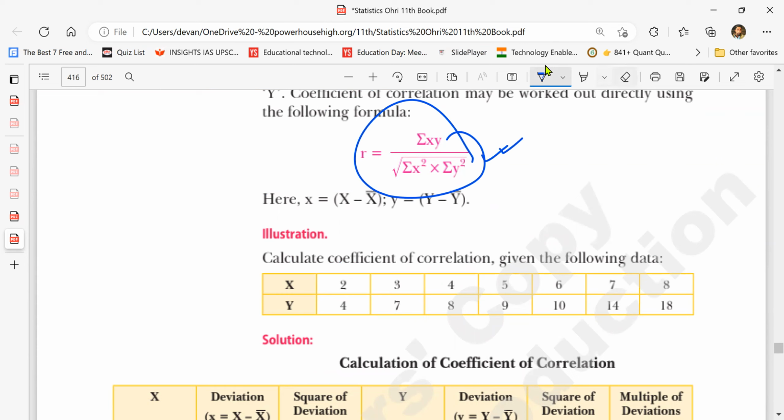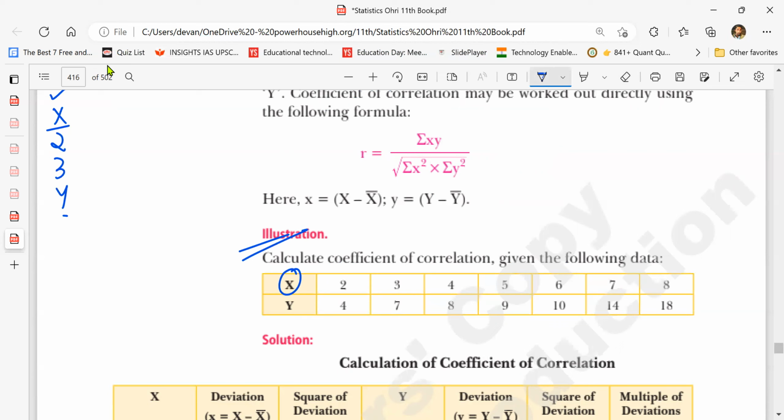This is the formula that you should actually note. Now we will solve this question using that formula. So you have two columns, X and Y, meaning that you have two data sets, X and Y. Based on this question, you will write the X data set first like this: 2, 3, 4, 5, 6, 7, 8.